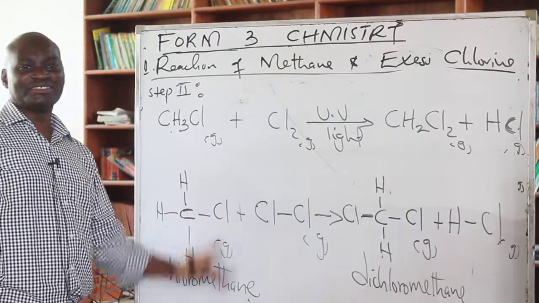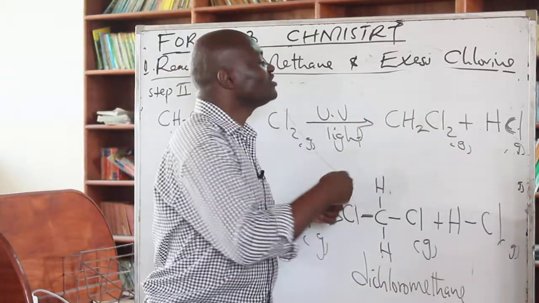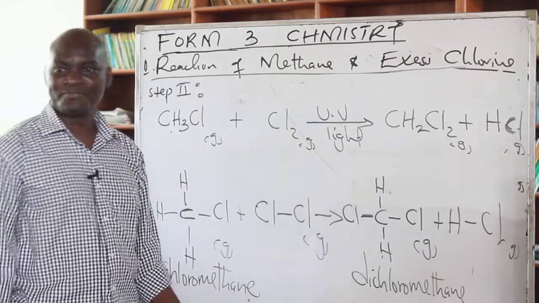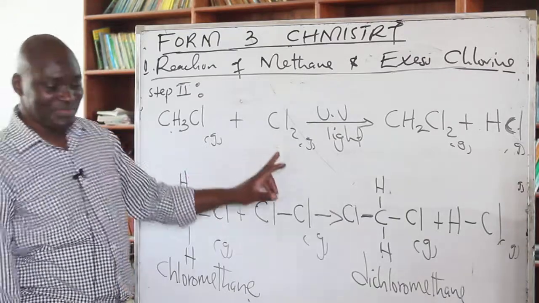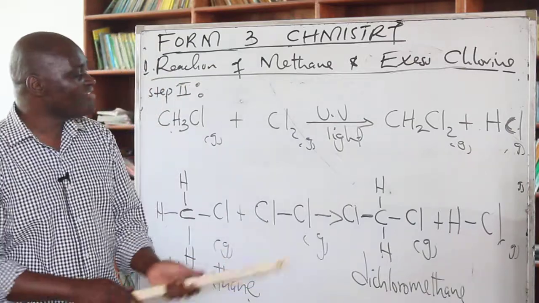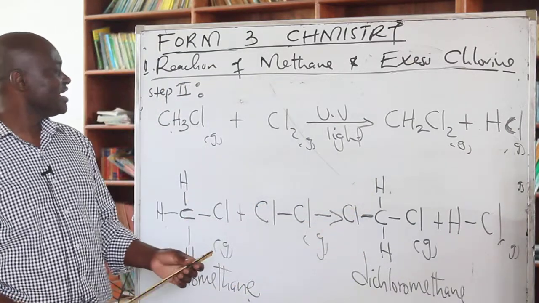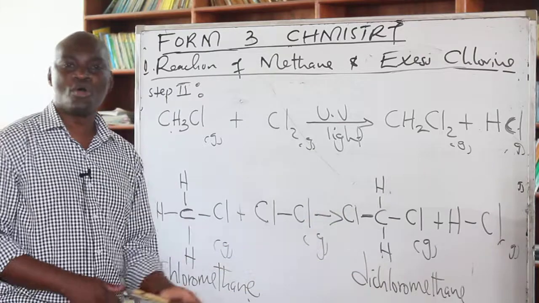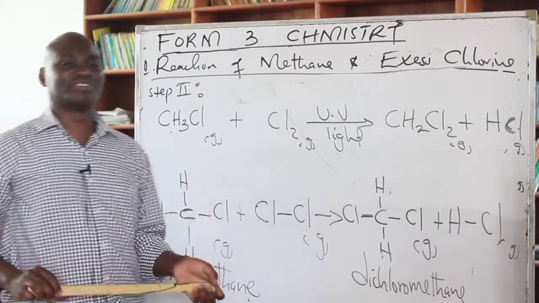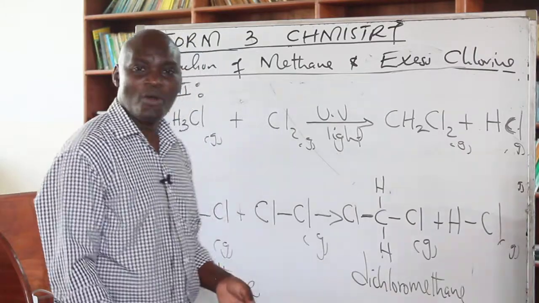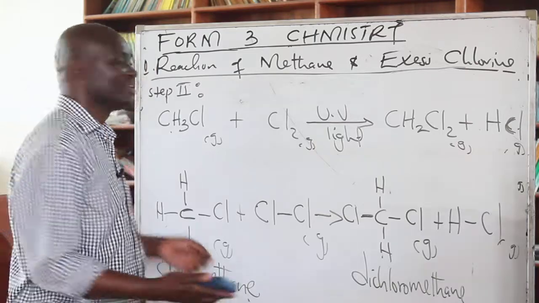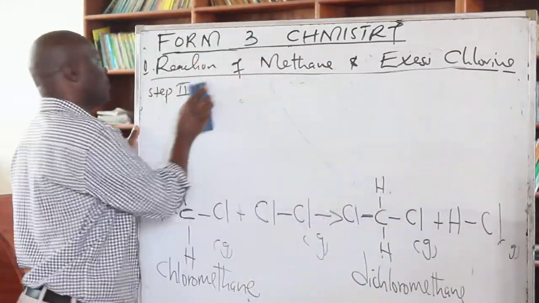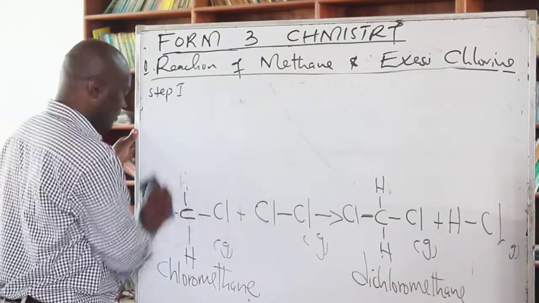So, we are dealing with excess chlorine. Because of excess chlorine, we still have more chlorine. And because we still have more chlorine, it means that we still have hydrogen atoms to be substituted. So in our step 3, the dichloromethane will undergo further substitution process. So let us see what will happen in the 3rd step.